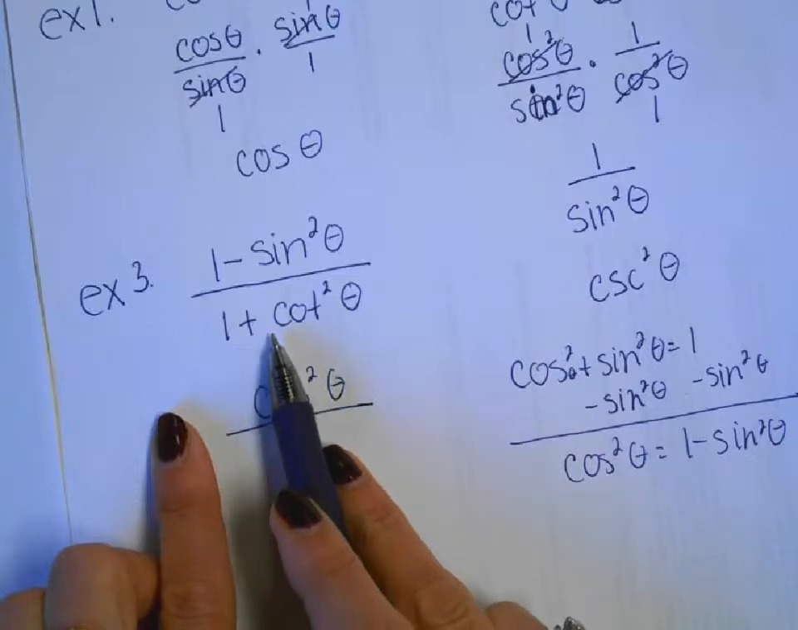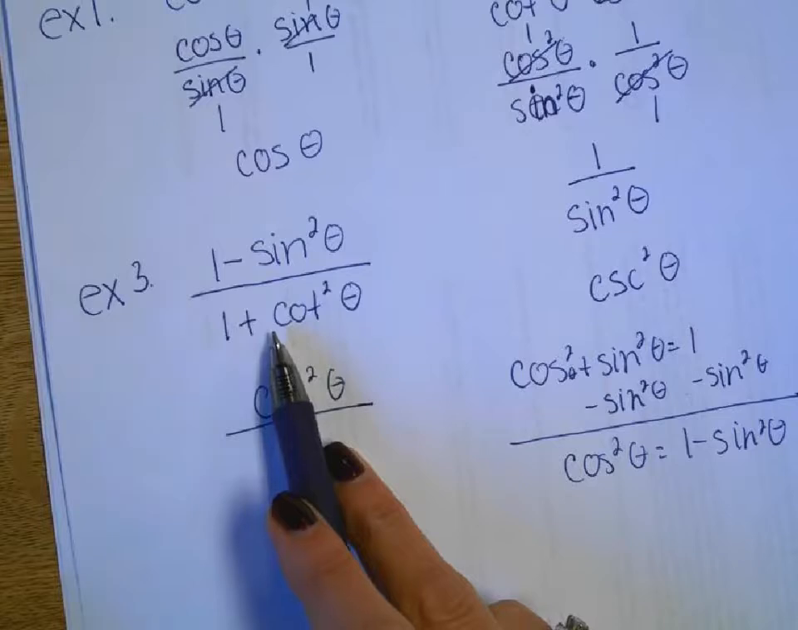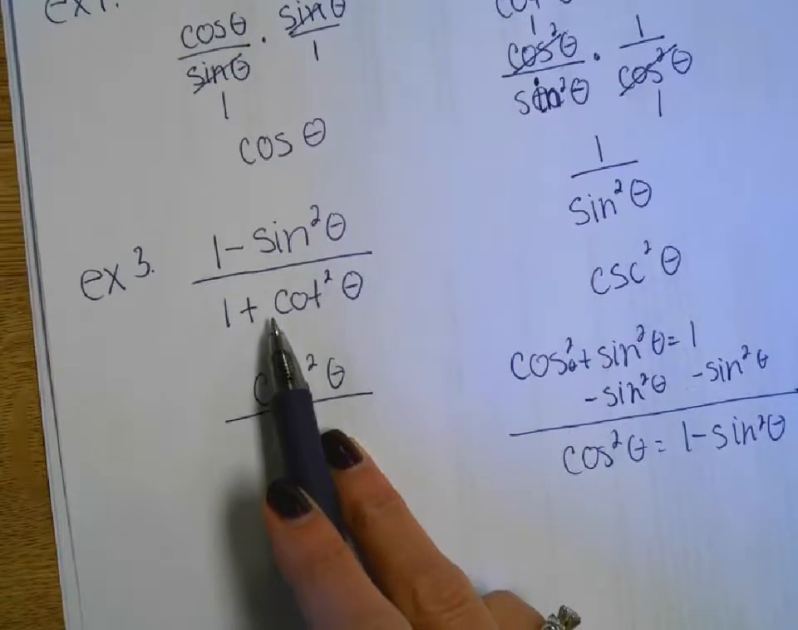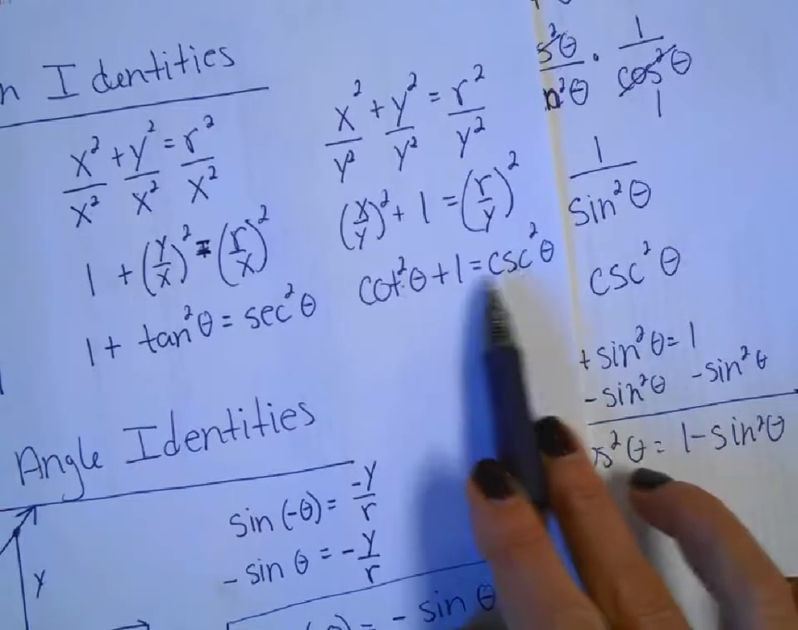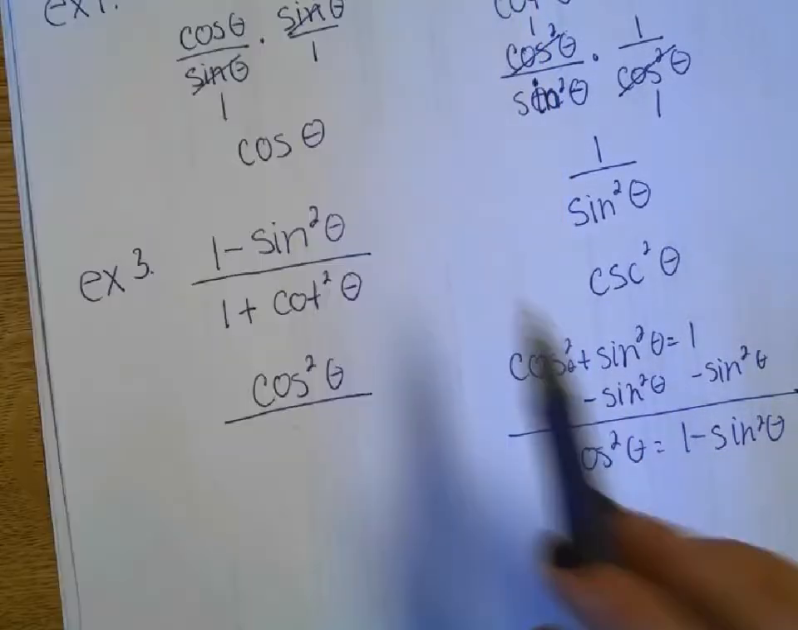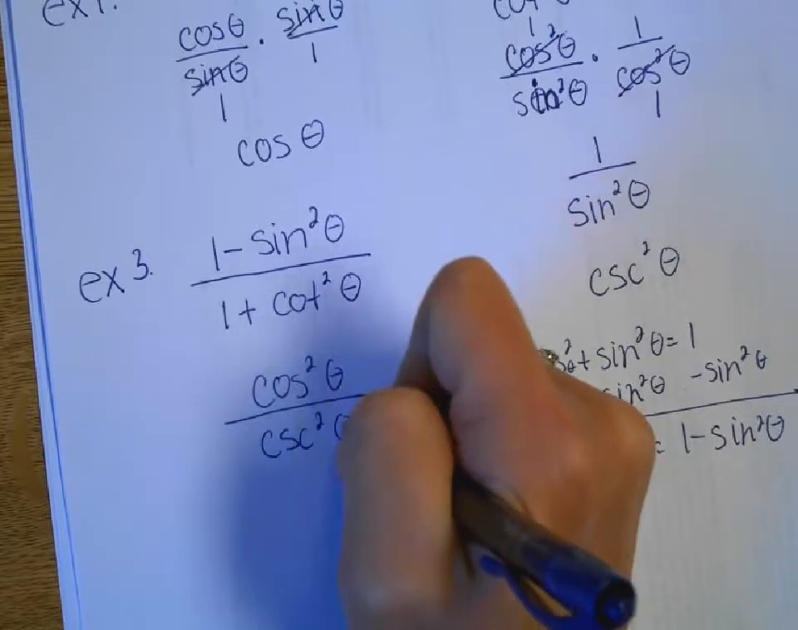Okay, how about 1 plus cotangent squared? That looks Pythagorean-like. Here I've got cotangent squared plus 1. That's the same thing. That equals cosecant squared. So the bottom is cosecant squared.